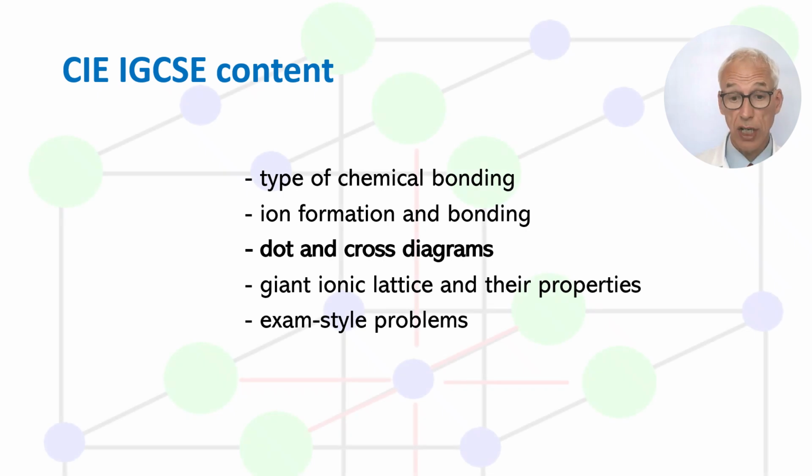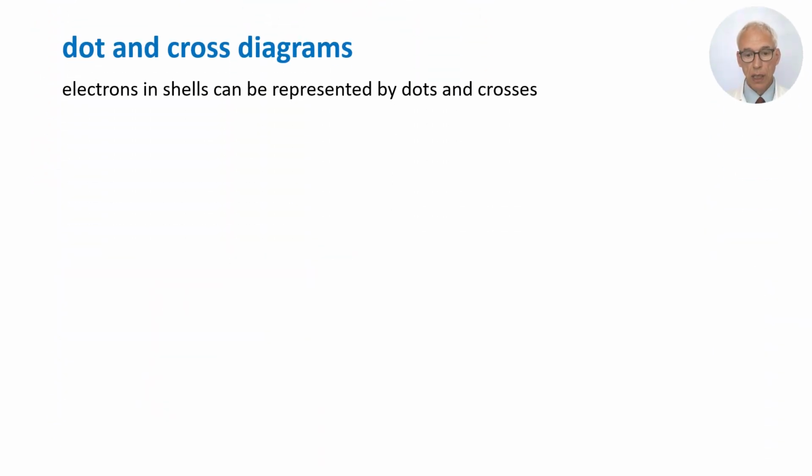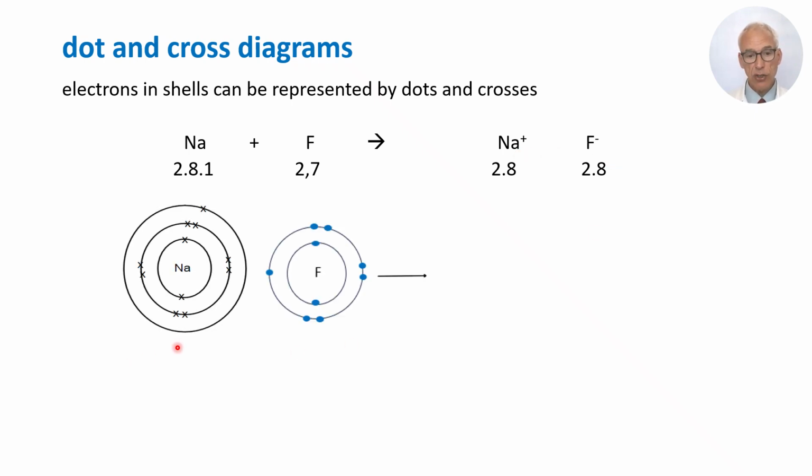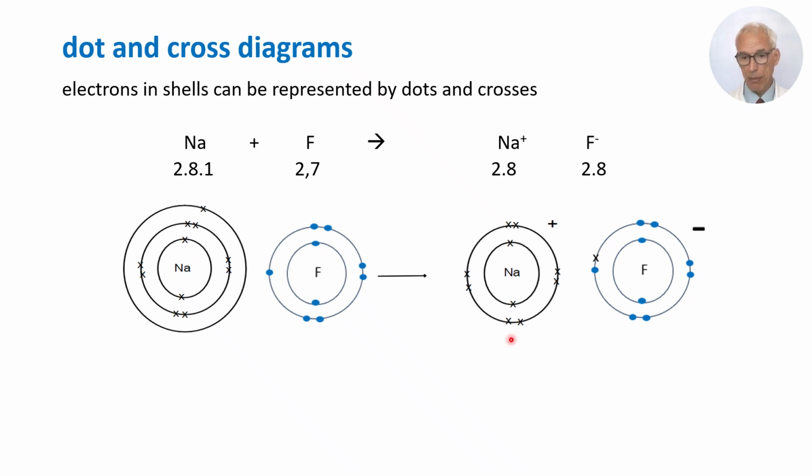Dot and cross diagrams. Electrons in shells can be represented by dots and by crosses. So let's look at the reaction between sodium and fluorine, which we've discussed before, to form sodium fluoride, a positive sodium ion and a negative fluoride ion. If we draw a dot and cross diagram for sodium, 2,8,1, using crosses for sodium and dots for the electrons of fluorine, then we can map where those electrons are in the ions that are formed.